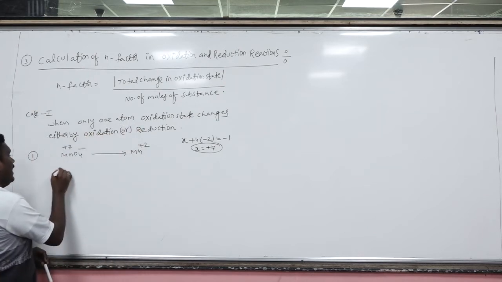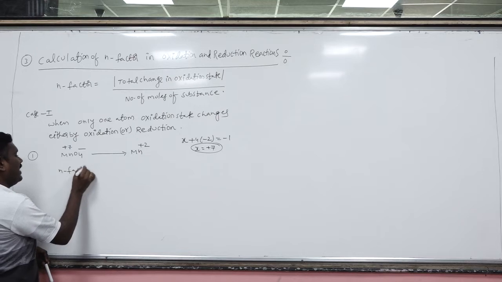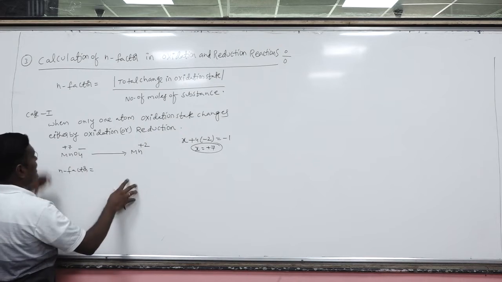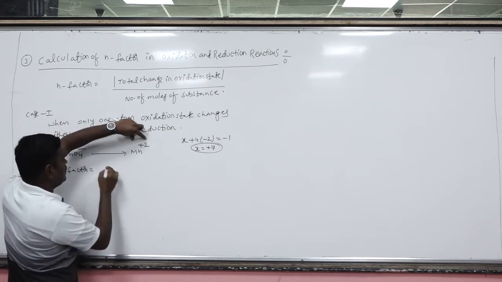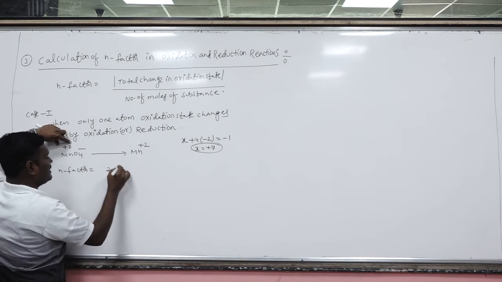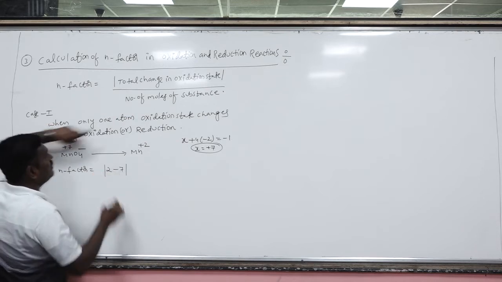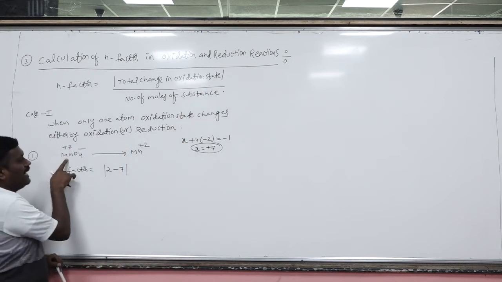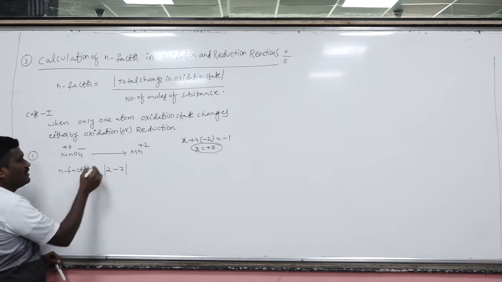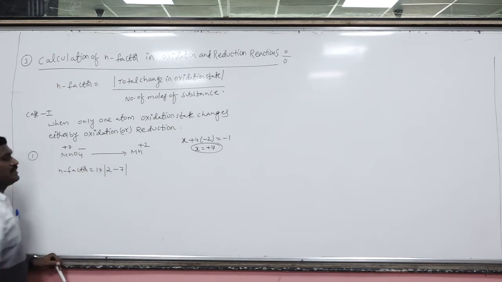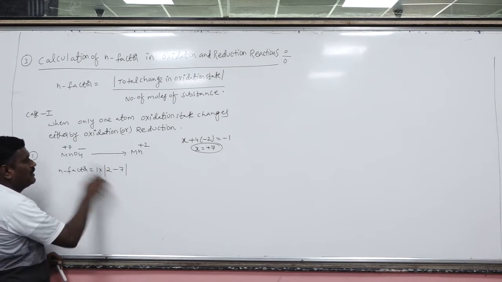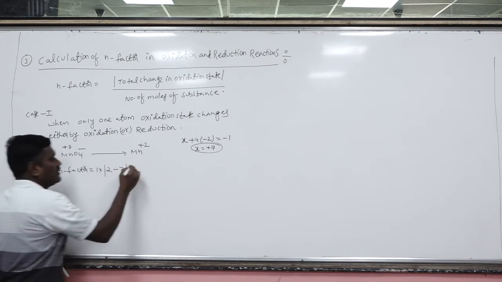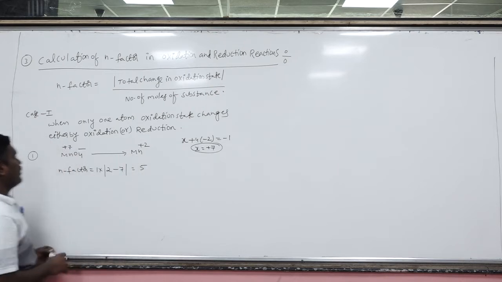Now what is the N factor? N factor is always the change in oxidation number. Remember, change in oxidation number, plus 7 goes to plus 2. So right side oxidation number minus left side oxidation number. Take the modulus value; we only have to consider the magnitude. One more important thing: how many manganese atoms are there per mole? Only 1. So I am multiplying with the number of atoms whose oxidation number changes, that is manganese, and how many manganese atoms are there on the reactant side? Only one atom. So the N factor is 5.